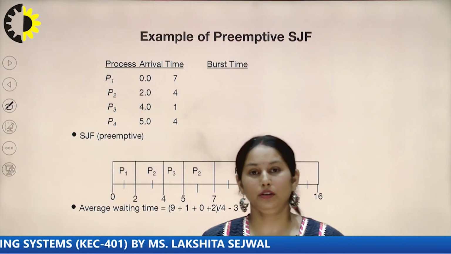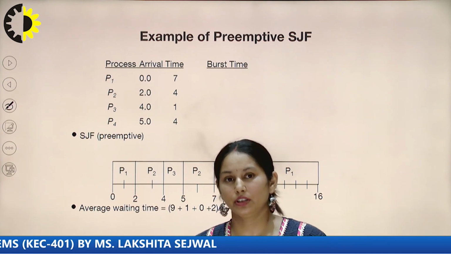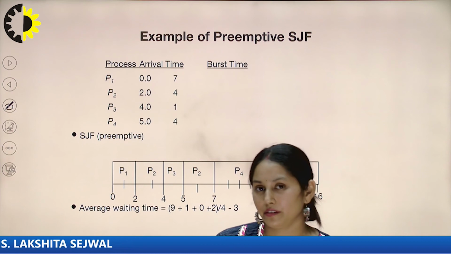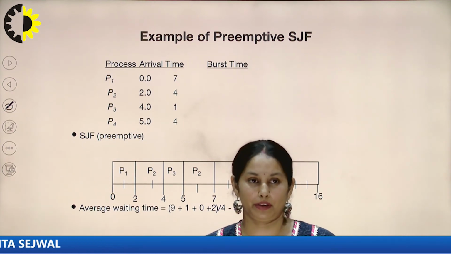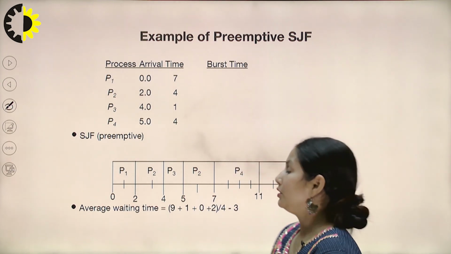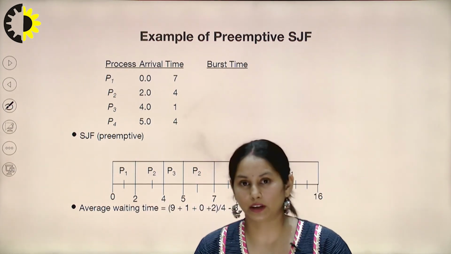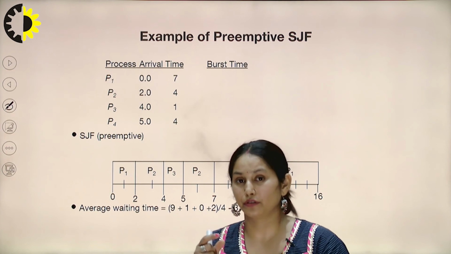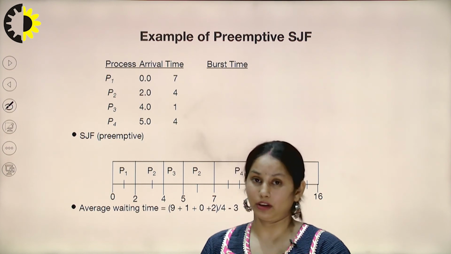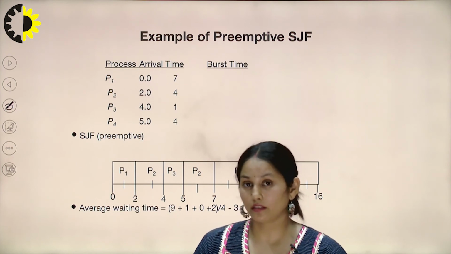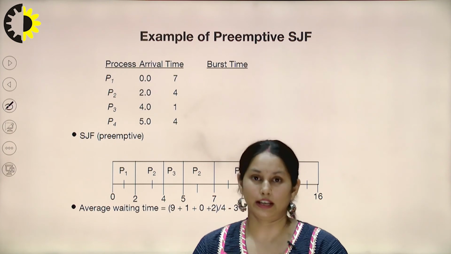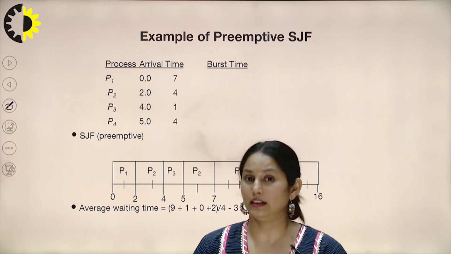Okay. Now there is another kind of algorithm which is preemptive. In SJF we have seen non-preemptive, and now we are going to see preemptive. So what happens if you have a preemptive algorithm? Whenever a process arrives, at that particular instant you check the burst time of that process. If it is lower than the current process, then context switching will take place.